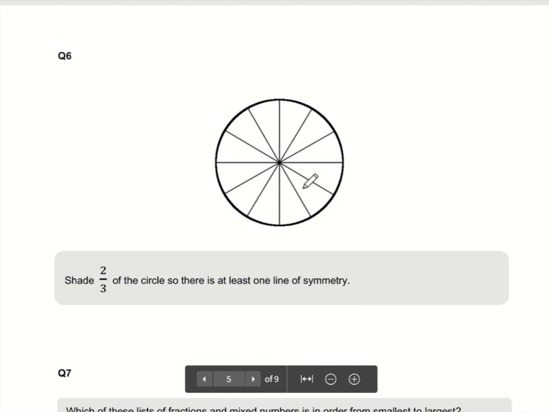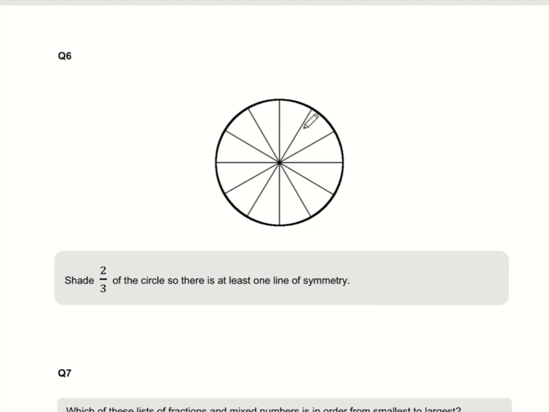Question number 6, shade 2/3 of the circle so there is at least one line of symmetry. Well, how many segments are there? 1, 2, 3, 4, 5, 6, 7, 8, 9, 10, 11, 12. Actually, they're sectors, not segments. So of the 12, we need to work out what 2/3 of 12 is. Well, 1/3 of 12 is 12 divided by 3, which is 4, so 2/3 is 8.